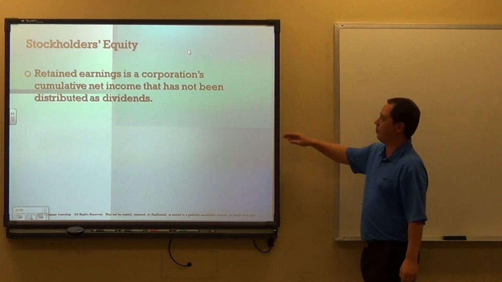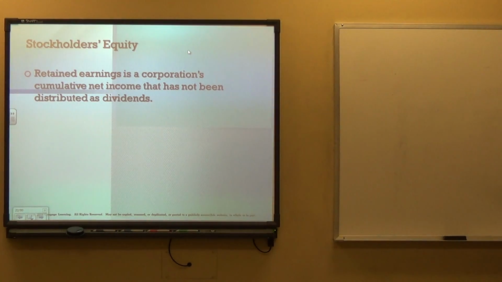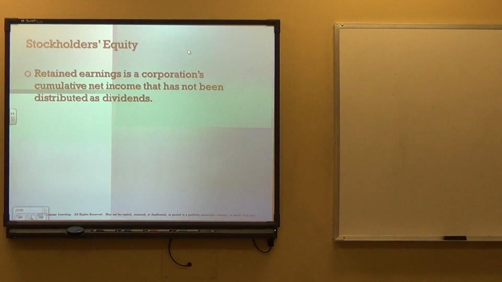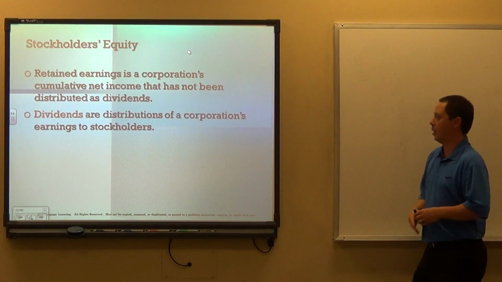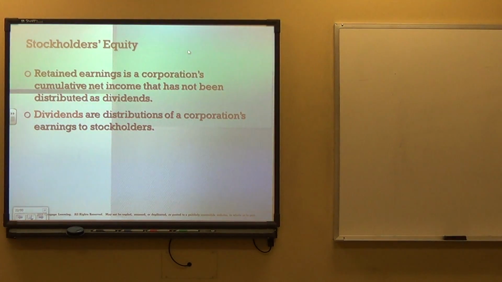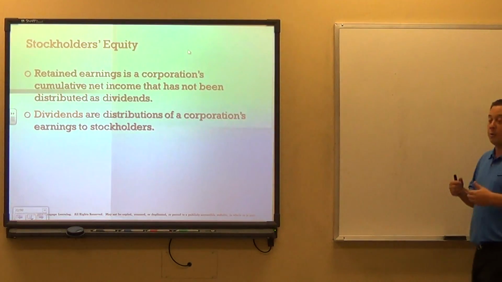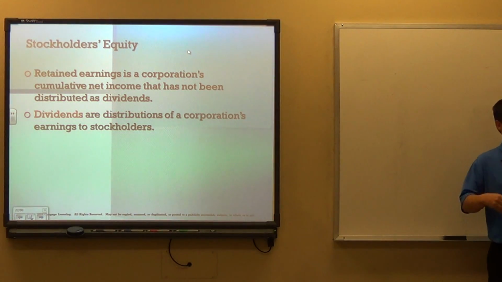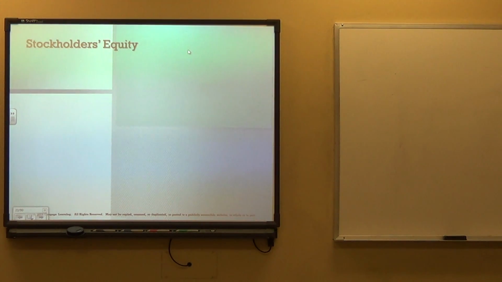Now, retained earnings is a corporation's cumulative net income that has not been distributed as dividends. So we're adding to it all the time. Maybe every year, we're adding to that, as long as we have not given out dividends. Those dividends are distributed by the corporation to stockholders, basically, for the earnings that they made. Now, companies don't always have to provide dividends. Talking about Apple or Google, they don't really provide them. Smaller companies or new startups a lot of times won't provide dividends because they want to use that money to reinvest and grow their company. Like we talked about before, well-established companies may pay their shareholders out with dividends.